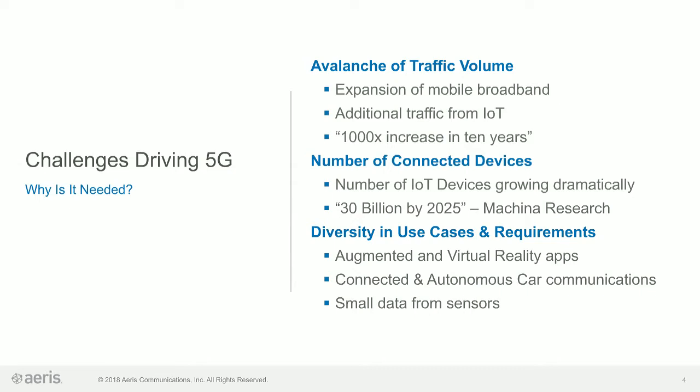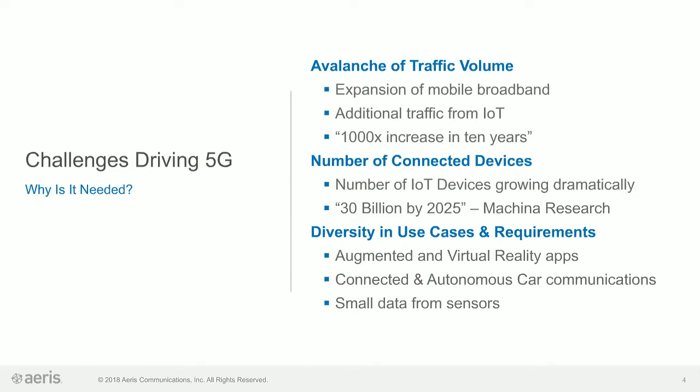Second, the number of connected devices is expected to grow quite dramatically. If you look at IoT devices, they will be providing the majority of the kinds of devices that are deployed on cellular networks. Machina Research estimated about 30 billion devices by 2025. Now, not all of those will be cellular, and as a matter of fact, a significantly small number, percentage-wise, will be cellular, and I'll show you that information in a moment.